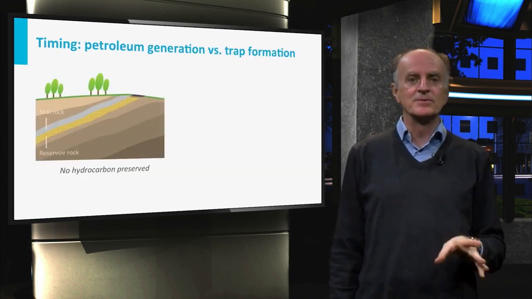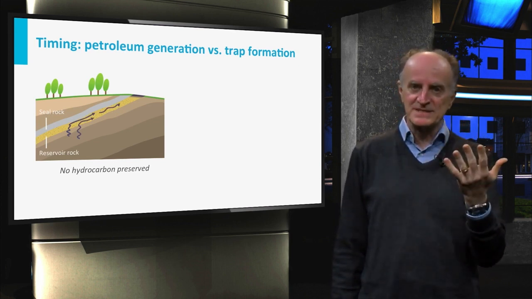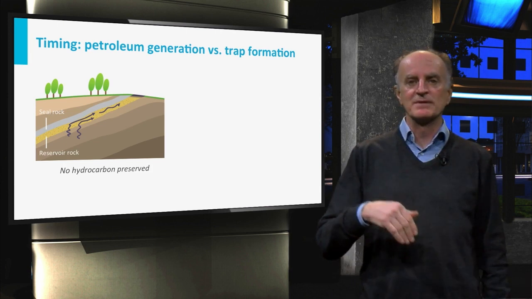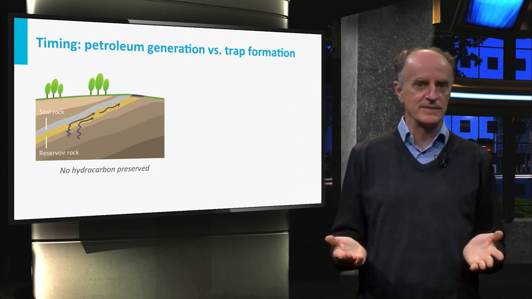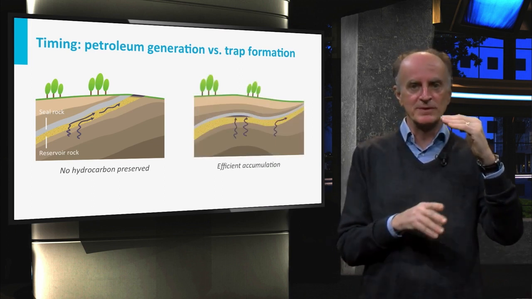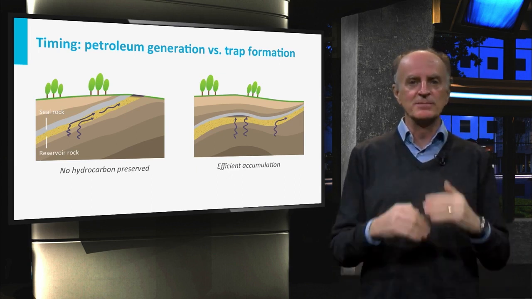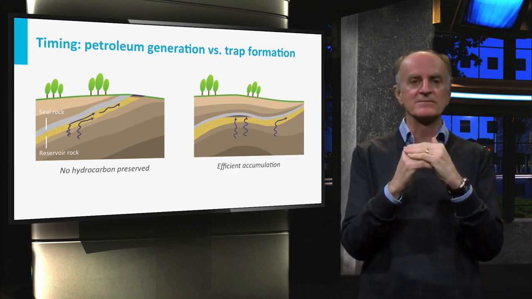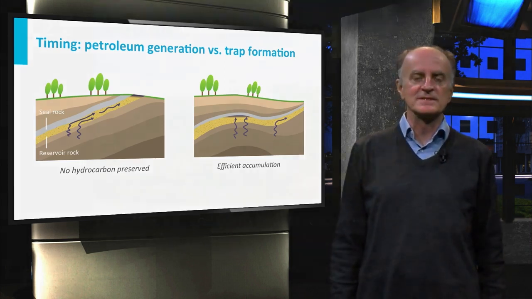Timing is important. If the rock enters the oil window before the trap is formed, then the hydrocarbons will migrate to the surface, forming seeps and being of little use. If, on the contrary, the trap forms before or during petroleum generation, then a substantial part of the hydrocarbons will accumulate in the trap, forming a reservoir. In the next clips, we will learn more about these processes.